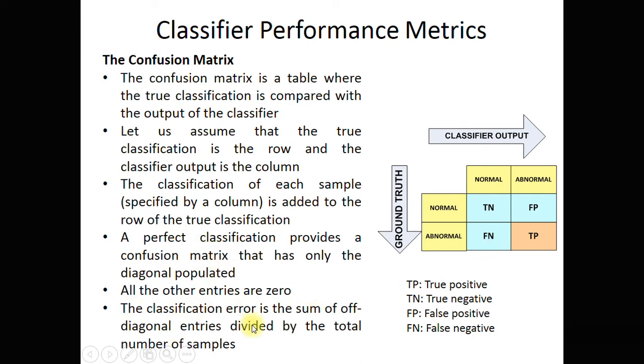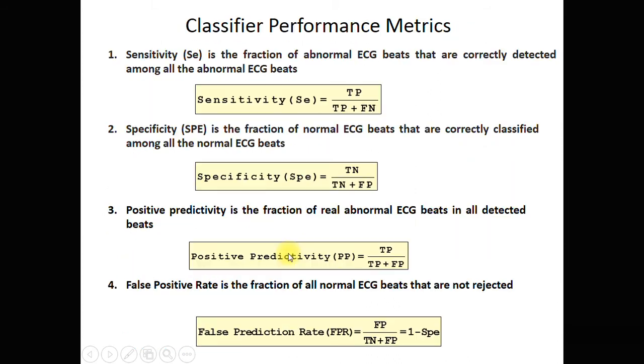The classification error is the sum of diagonal entries divided by the total number of samples. We'll see this with an example. Other classifier performance metrics are sensitivity, specificity, positive predictivity, and false positive rate. So what is sensitivity? It is the fraction of abnormal ECG beats that are correctly detected among all the abnormal ECG beats. So it becomes TP, true positive, divided by the sum of true positive and false negative.